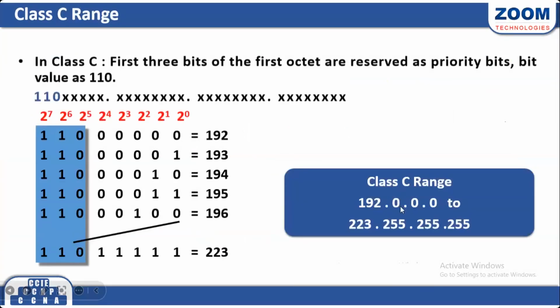The first IP address is 192.0.0.0 to 223.255.255.255. So this 192 to 223 is because of the priority bit.